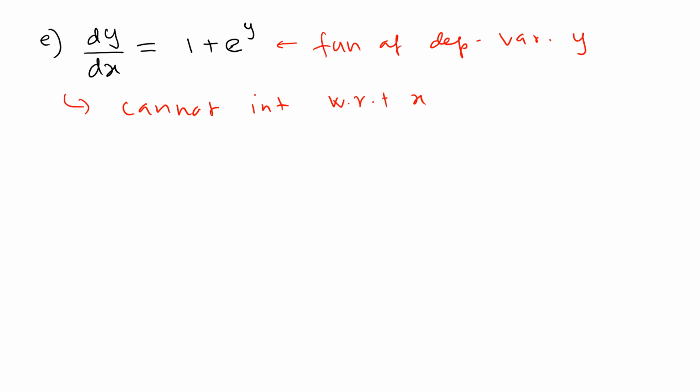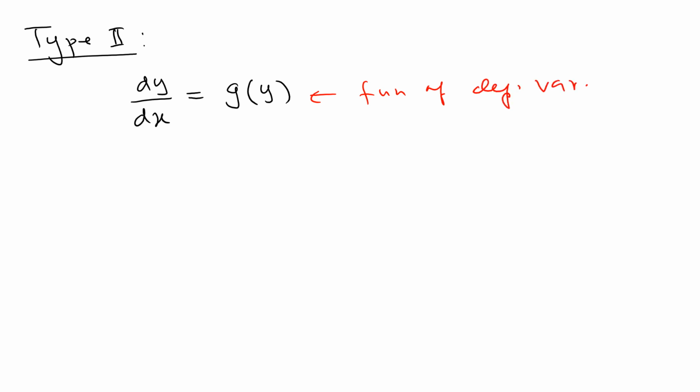So let's talk about the second type. I'm going to call this type 2. In type 2, we have dy over dx is g(y), a function of the dependent variable. So what we're going to do is move the same variable to the same side, or we do an interesting argument here: we flip the equation.